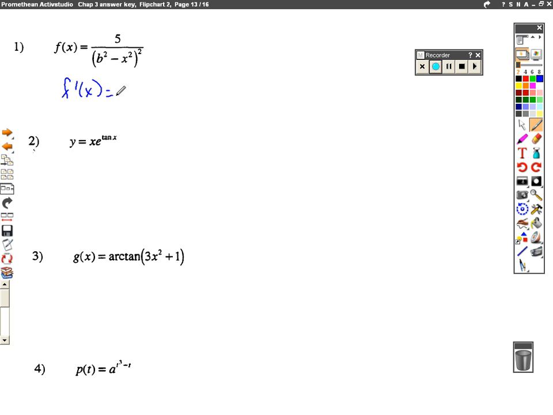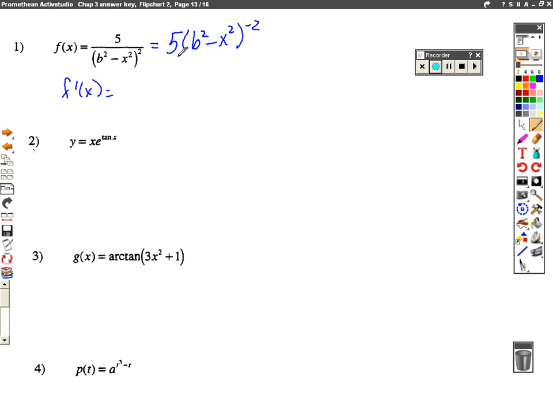You can treat this a couple of ways. I personally would rewrite this in the beginning so that it's 5 times (b squared minus x squared) to the negative 2, bringing it up to the top. There's really no reason to do the quotient rule here because the numerator is 5 and you're just going to end up with a 0 term in your quotient rule.